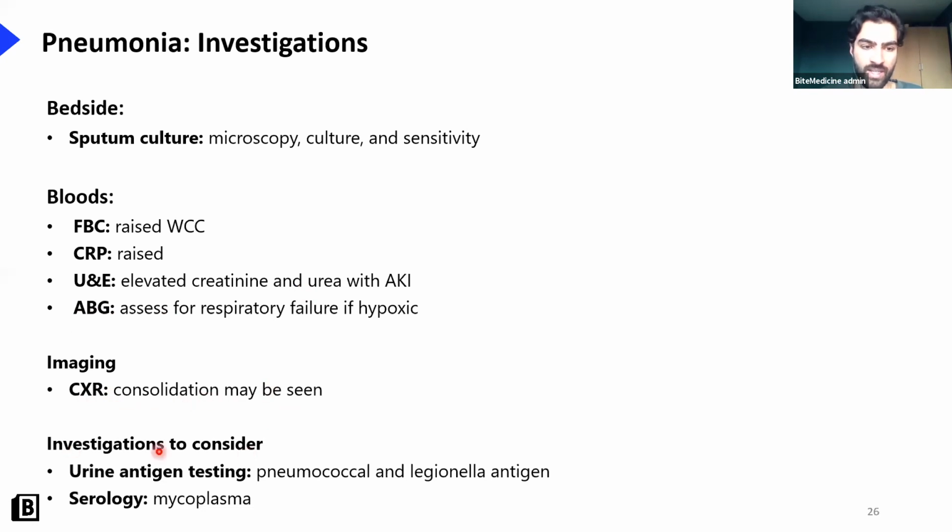Investigations to consider: urine antigens. You can test the urine to see if they've got Strep pneumoniae, which is the same thing as pneumococcus. You can also test the urine for Legionella, if you're worried about Legionella pneumonia. And if you're worried about Mycoplasma, you can send off the blood for serology and see if they have the antibodies against Mycoplasma.